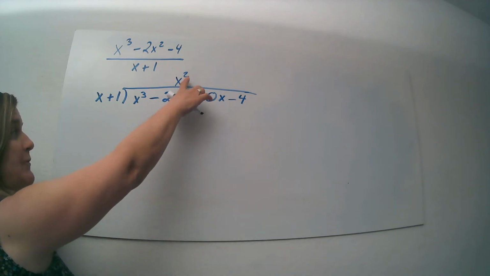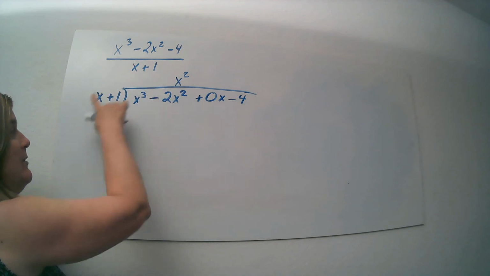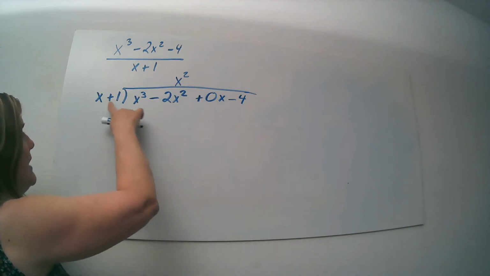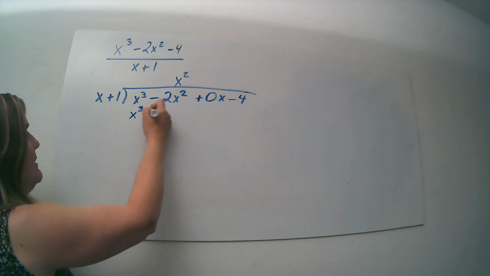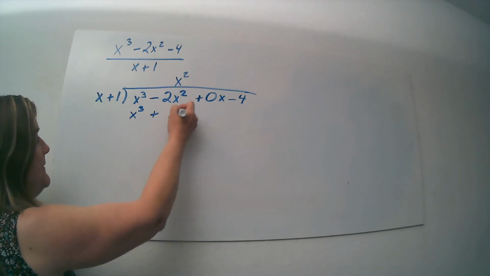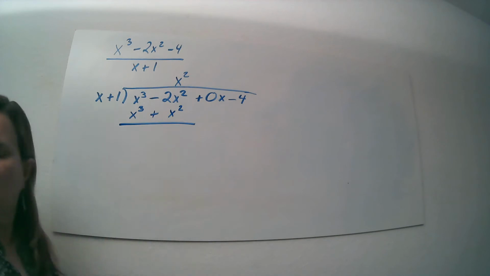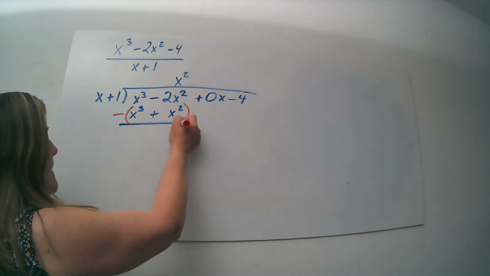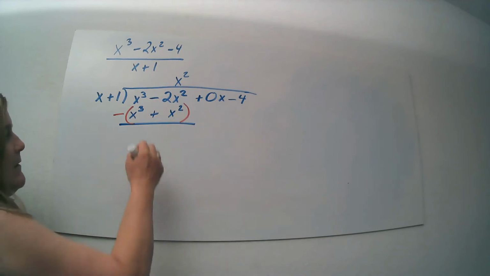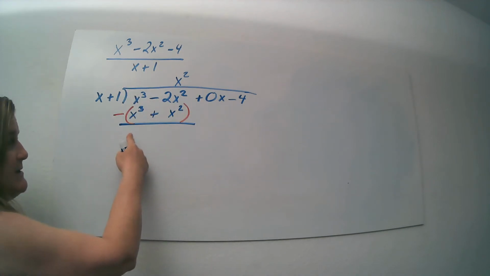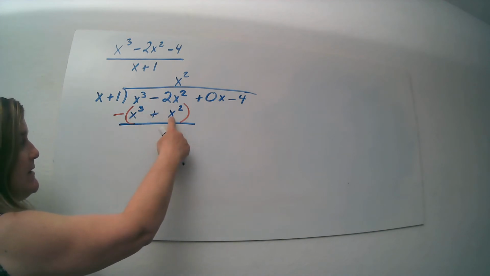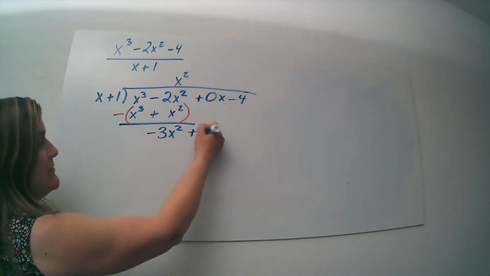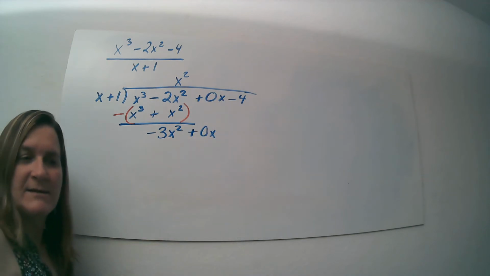But then we multiply this monomial by this divisor. So x squared times x plus 1 is x cubed plus x squared. And then remember we subtract. The x cubed minus x cubed is 0. Negative 2x squared minus x squared is negative 3x squared. We bring down our 0x and we repeat the process.